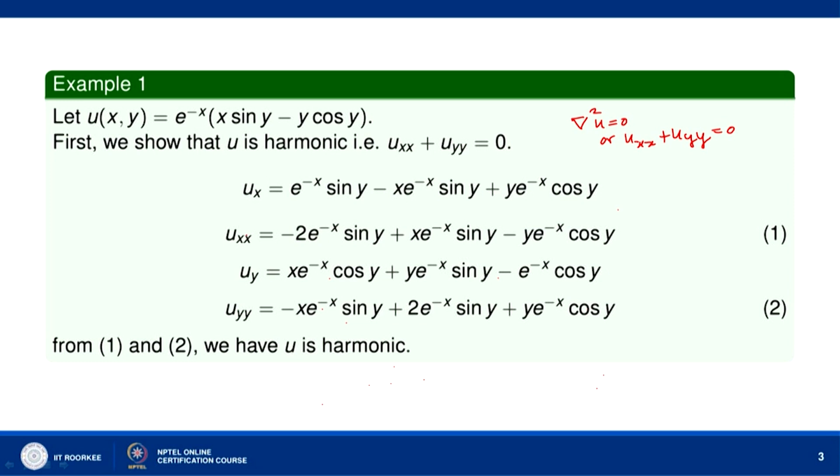Now, you can see if you add this second equation, u_xx equal to this, and u_yy equal to this expression, then u_xx plus u_yy: this term will cancel with this term, and this term will cancel with this, and we will get u_xx plus u_yy equal to 0. So, u is a harmonic function of x and y, okay, in the whole complex plane.